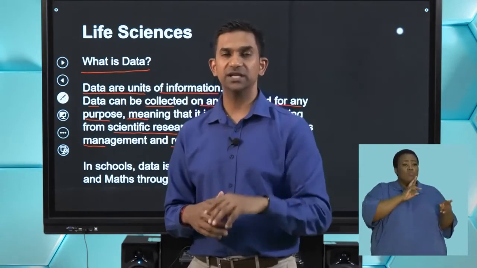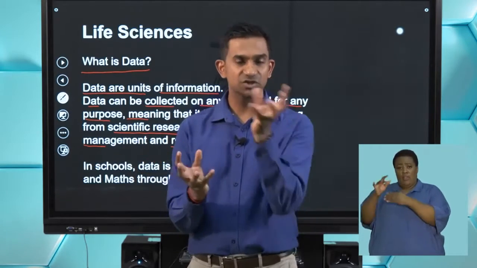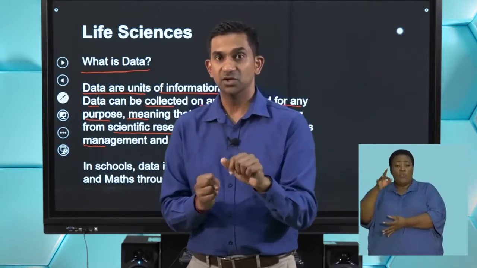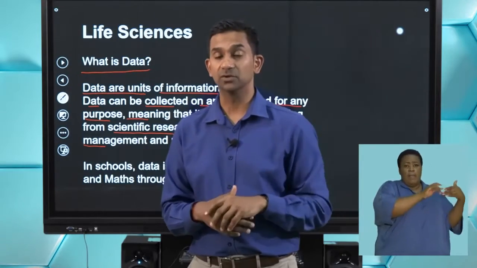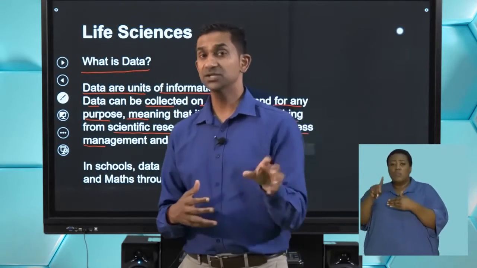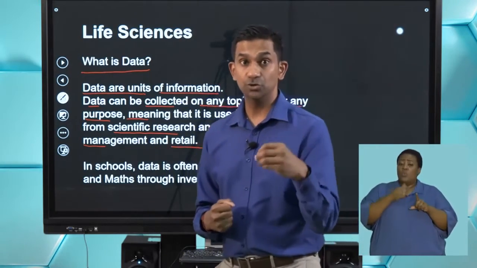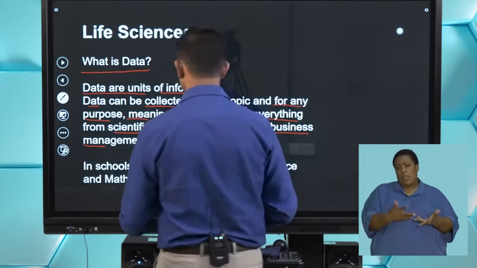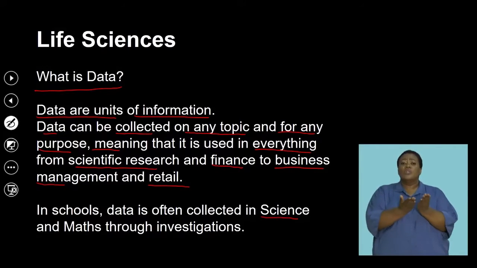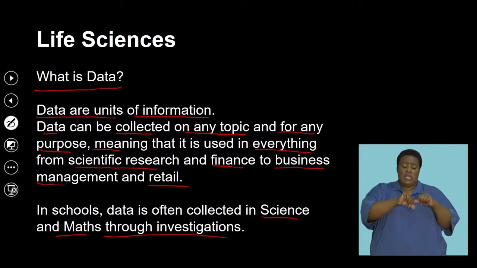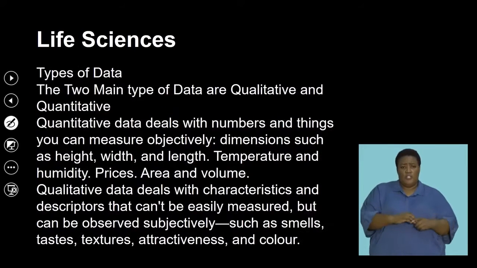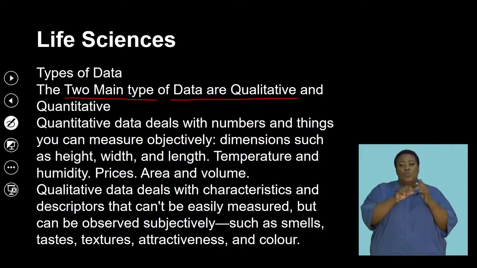Your report that you get at the end of the year is data that's consolidated and presented together to determine whether you've passed or failed or how well you've done. So we've got to look at, in science, how we present that data and draw conclusions from that. So in schools, data is often collected, as I said, in science, in maths, through investigations. Importantly, there are two main types of data, and we refer to them as qualitative and quantitative.